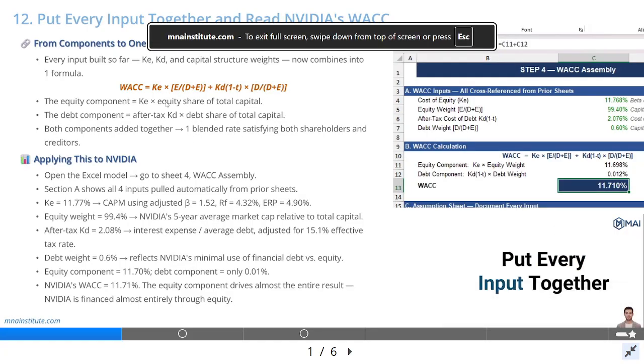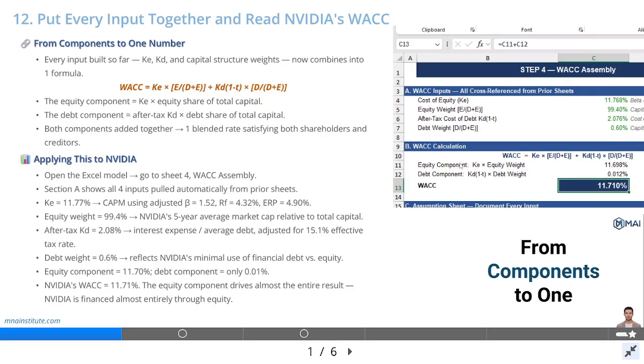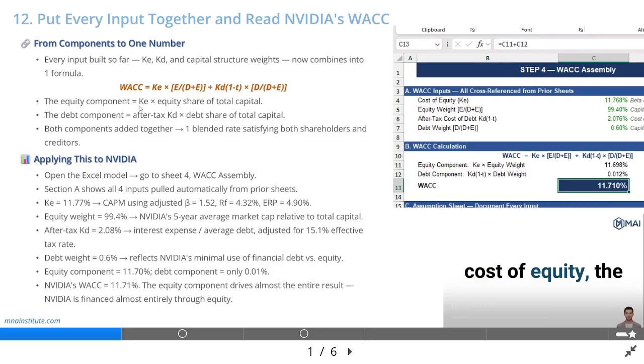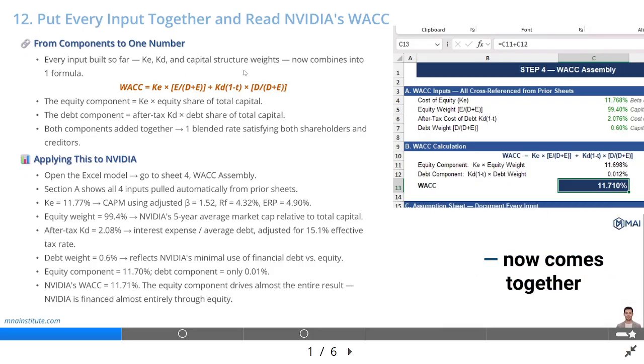12. Put every input together and read NVIDIA's WACC. From components to one number. Every input built so far, the cost of equity, the cost of debt, and the capital structure weights, now comes together in a single formula.